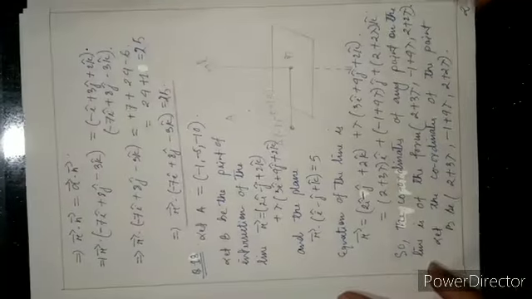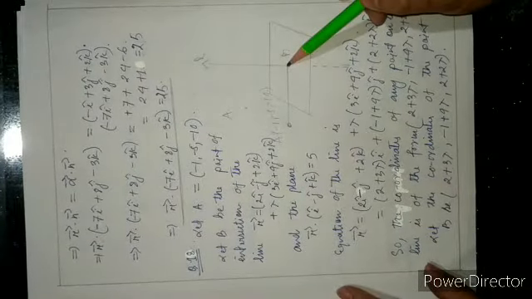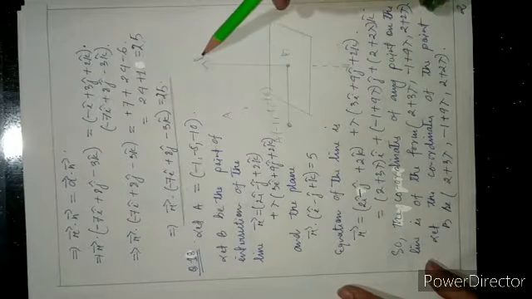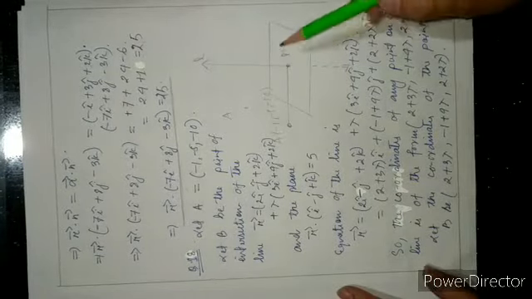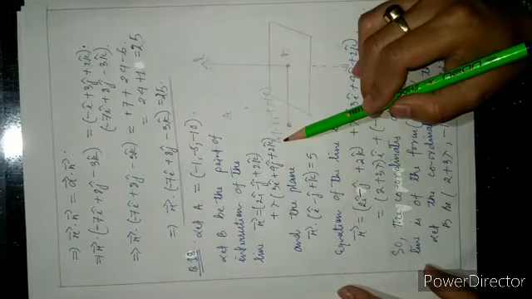Let us draw the diagram. Let B be the point of intersection of this line L and the plane. The point of intersection of the plane and the line is B, and the other point is A.